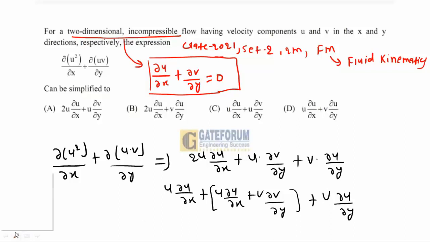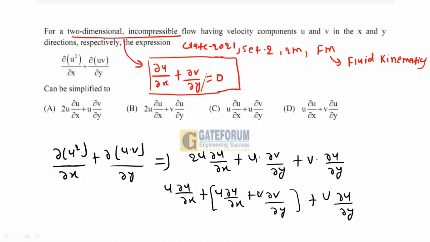Can I write this or not? Tell me, can you write like that? Right, what did you do? Just 2u del u upon del x, u del v upon del y plus v del u upon del y. Now I break it: 2u del u upon del x, so I am writing u del u upon del x plus again u del u upon del x, and again u del v upon del y plus v del u upon del y.